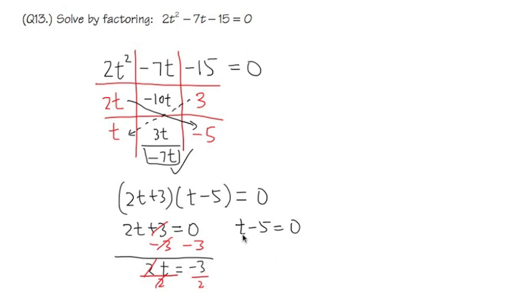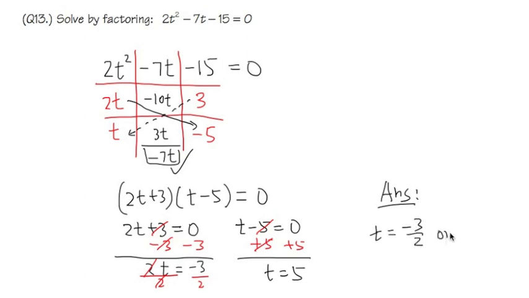On the other hand, when you have t minus 5 is equal to 0, you add 5 on both sides. So cancel these 2 out, write these 2 5s out, and you end up with t is equal to positive 5. And now the answer is t is equal to negative 3 halves, or t is equal to positive 5.